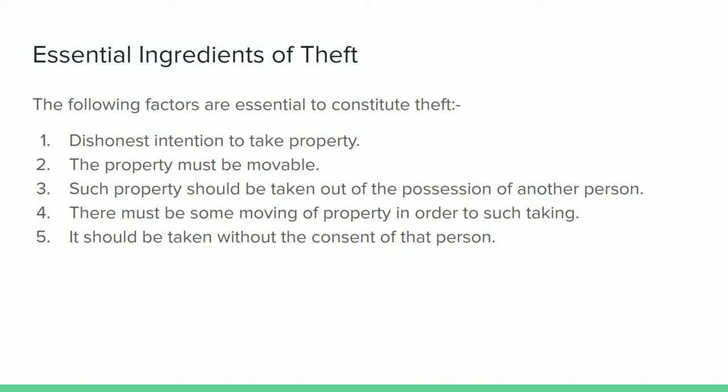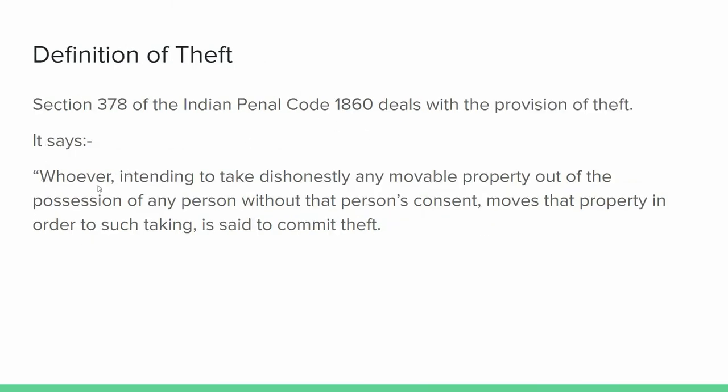All these 5 essential ingredients can be extracted from the definition itself. Firstly, see here, whoever intending to take dishonestly: here there is dishonest intention. Second essential, any movable property. Third essential, out of the possession of any person. Fourth, without that person's consent. And fifth, moves that property in order to such taking. These are the 5 essentials or ingredients of theft.